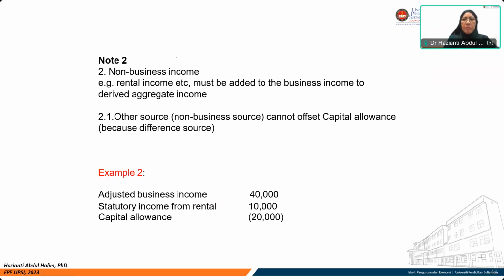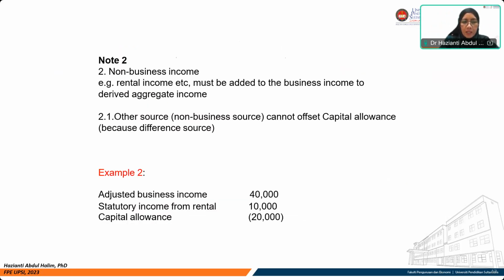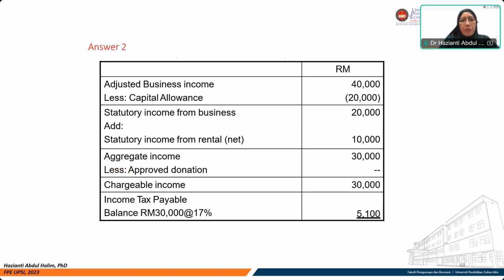Alright, note 2, based on table tadi, non-business income must be added to the business income to derive at aggregate income. But other source cannot offset capital allowance because of different source. Okay, let's see. In this example, we have business income 40,000 and rental income 10,000. This example tadi tak ada rental income, cuma ada business income. So here we have business income and rental income and capital allowance of 20,000. Alright, see again how we can do this.